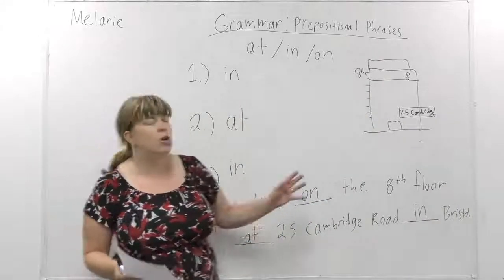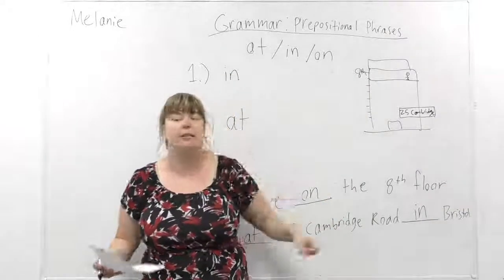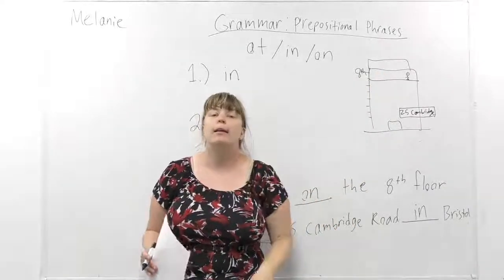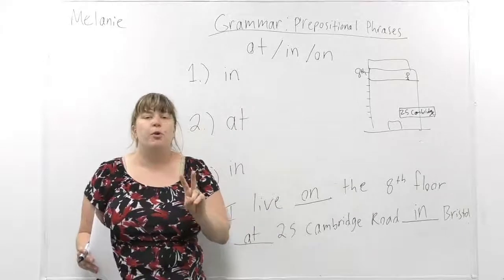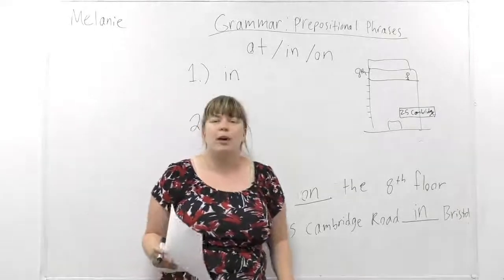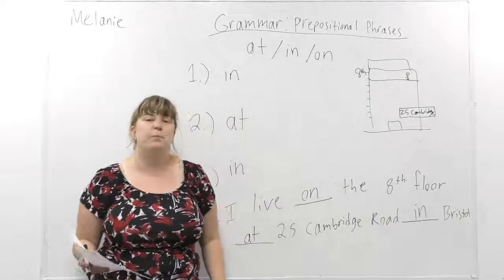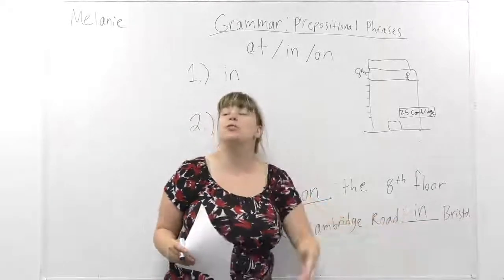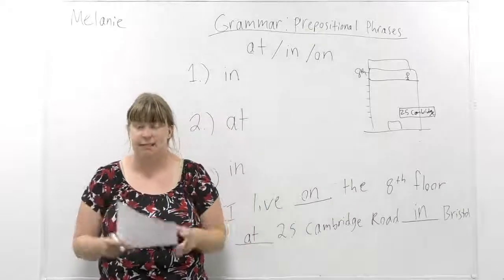All right, so when you're talking about which floor of a building you live on, we say, I live on. So for example, I live on the 2nd floor of a building at 1205 8th Avenue, at 1205 8th Avenue in New Westminster, city name.